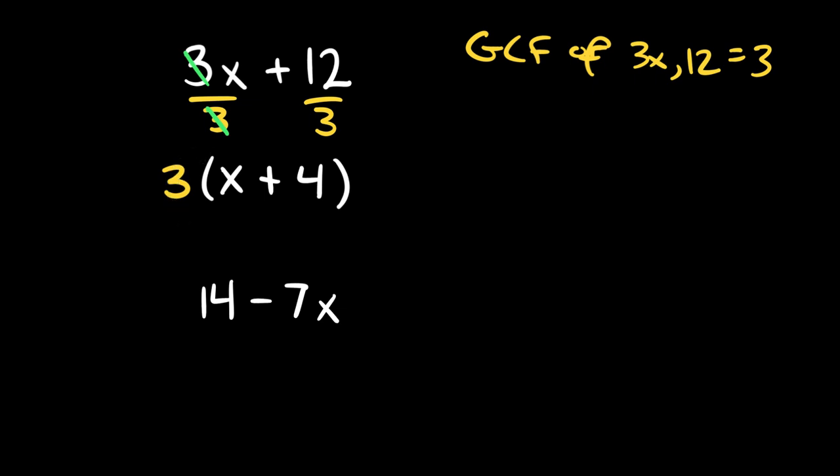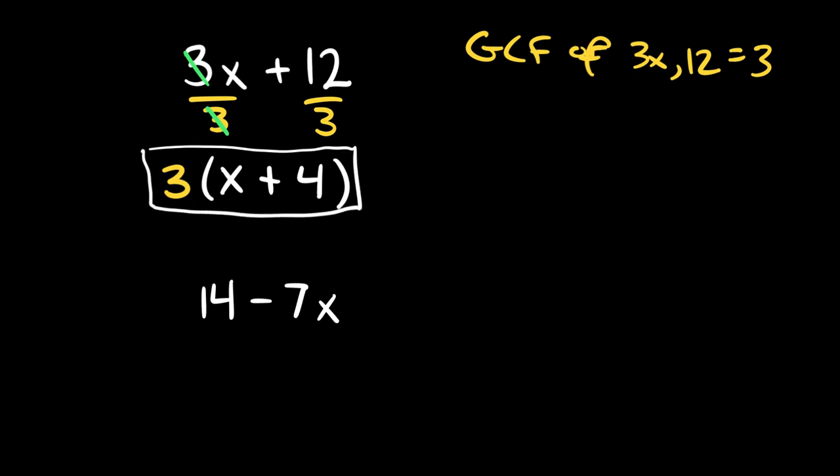And we know that we're correct here because if we were to distribute the 3 to both terms here, 3 times x is 3x, and 3 times 4 is 12. It would bring us right back to the beginning. So we have something like this where we have 14 minus 7x. And by the way, maybe I'll just kind of box this here as a final answer there.